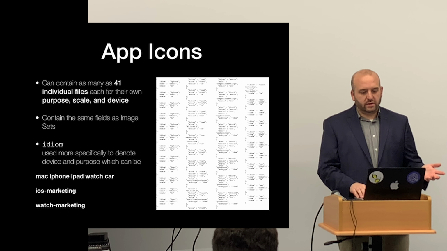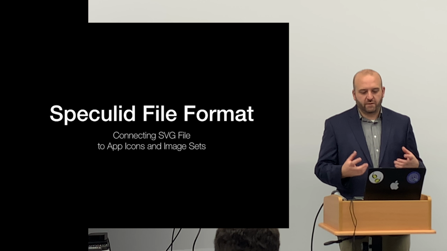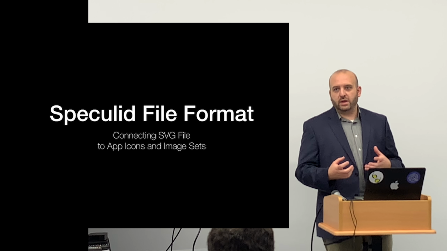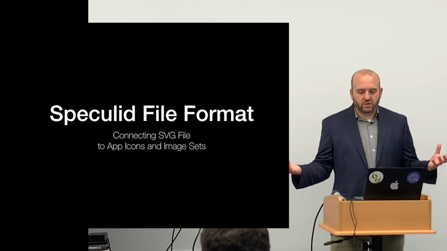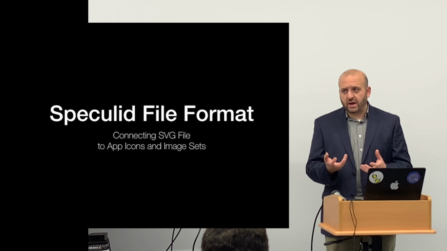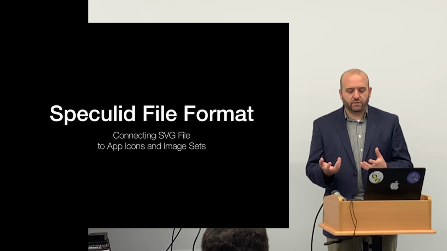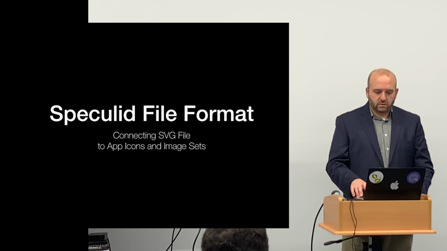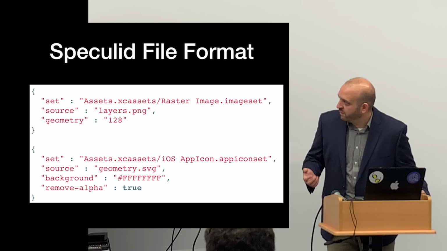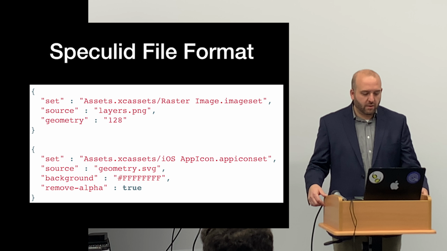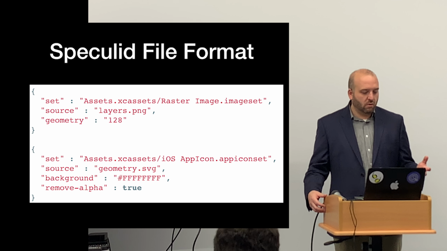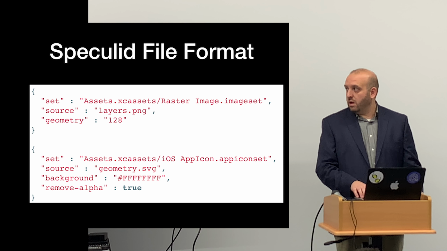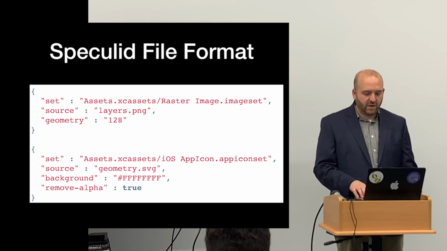So what I have essentially is some sort of file, a JSON file, that will link your app icon folder or your image set folder with your SVG file, and then provide any extra metadata it needs to do that conversion. So here's an example of a couple of files in their format. We have a set, a source, and then either a geometry maybe, or a background color, or a flag to say whether to remove alpha.